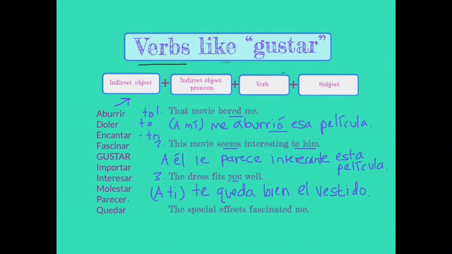And then lastly, special effects fascinated me. So to whom did they fascinate? To me. So I could put a mí. That's not third person, so it's optional. Me for our IOP. Now the effects plural, and it's fascinated. So fascinaron en el pretérito. And then our subject, los efectos especiales. So me fascinaron los efectos especiales. The special effects fascinated me.